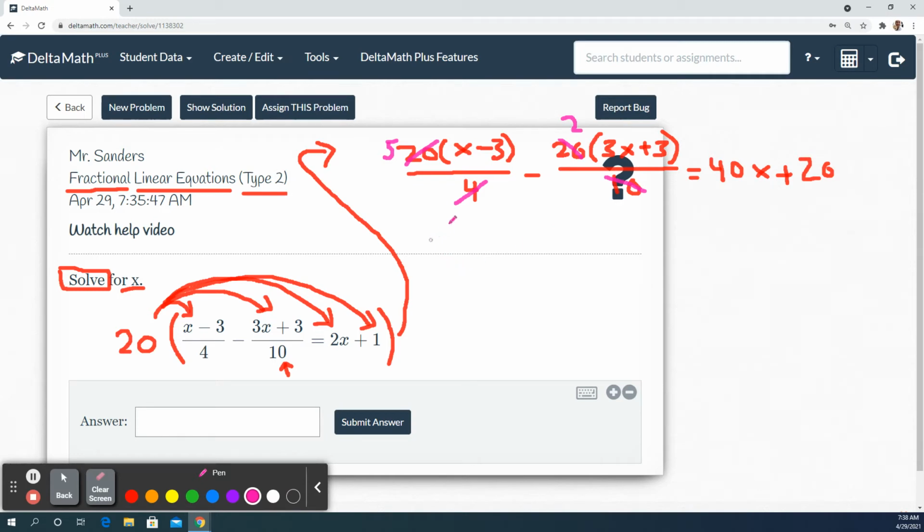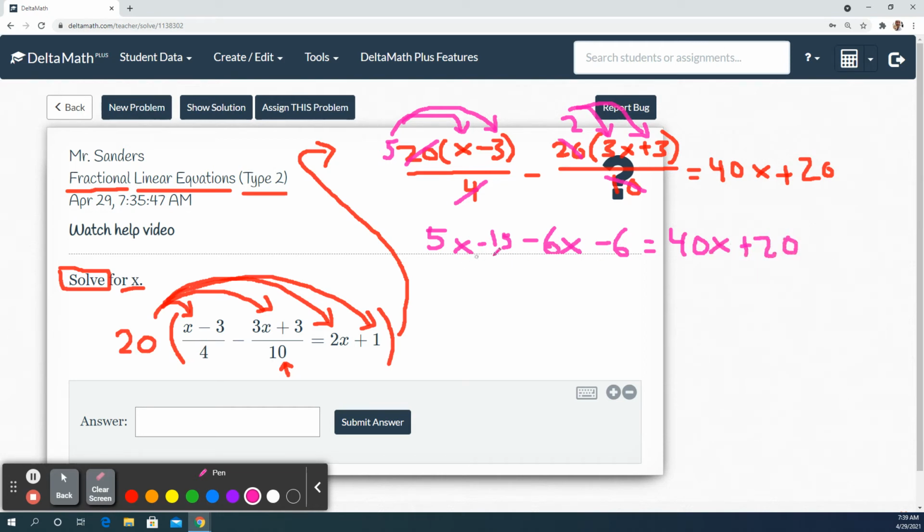All right, so at this stage, I'll go ahead and just try to make my work a little bit simpler. That 5 is getting distributed through, and the 2 is getting distributed through. So this becomes 5x minus 15. This is a negative 2 to make my work a little bit easier. Negative 2 times 3x, otherwise I'd have to keep these parentheses, trying to get the parentheses away. Negative 2 times 3 is negative 6x. Negative 2 times 3 is negative 6. Everything on the right stays the same.